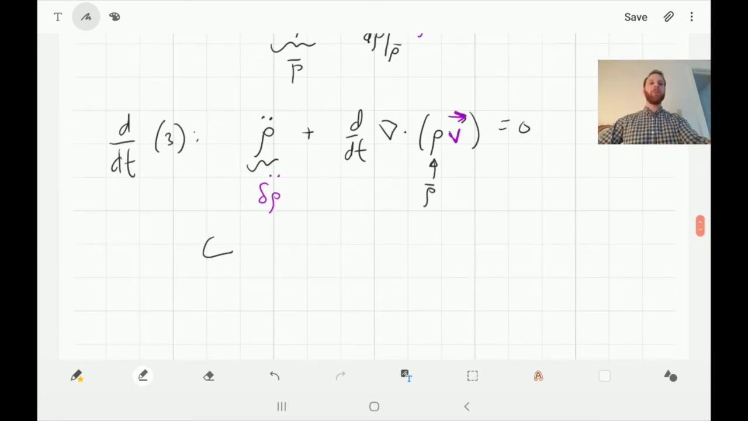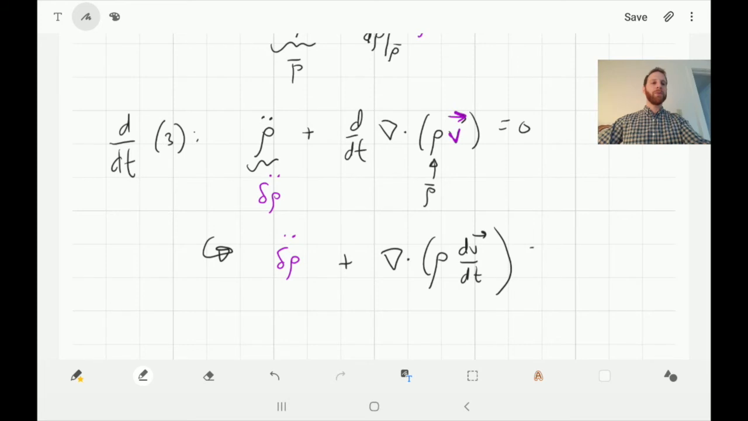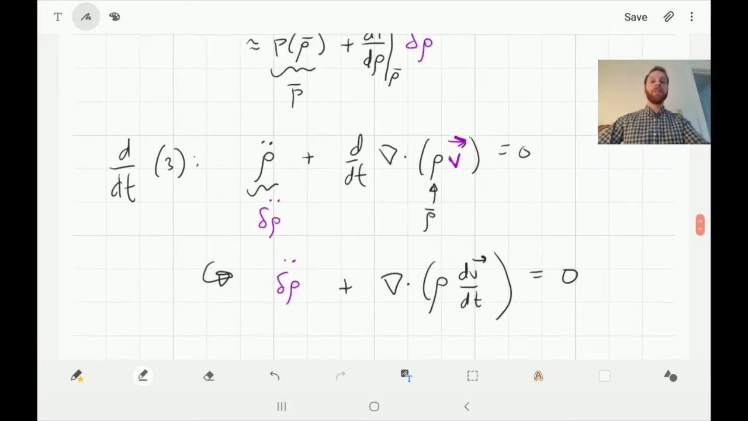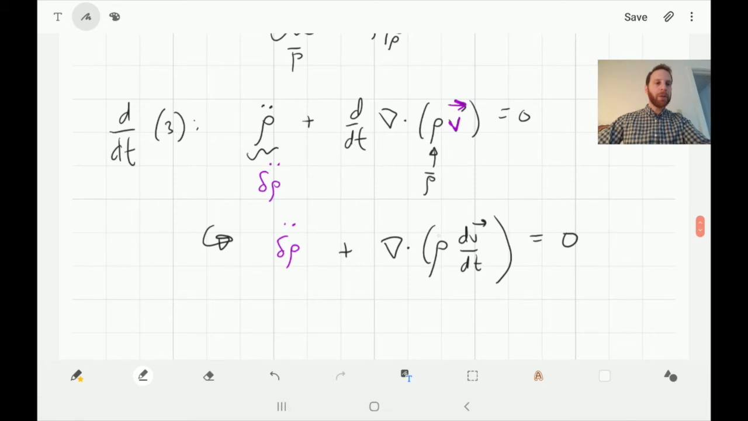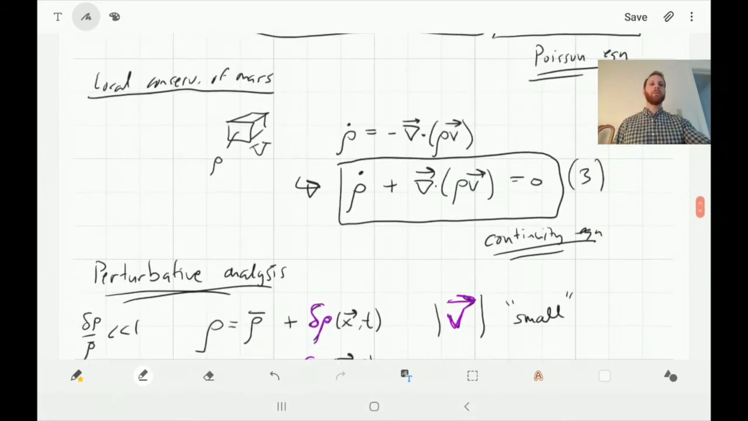And so when I write this down, I've got a delta rho double dot plus the gradient acting on rho, and then a dv dt. That is, to this level of analysis. Perhaps I should put a bar on this, but at least to first order, I think that is okay. That's good, because now if you'll notice, rho times dv dt is exactly what shows up in that first equation, Newton's second law for fluids.